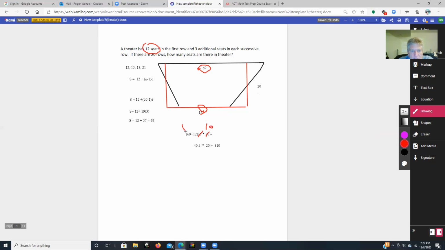We know that 69 plus 12 is 81. So 81 times 10 is equal to 810. So I thought it might be a hard problem, but it ended up being an easy problem.